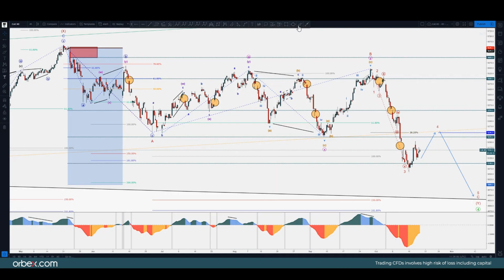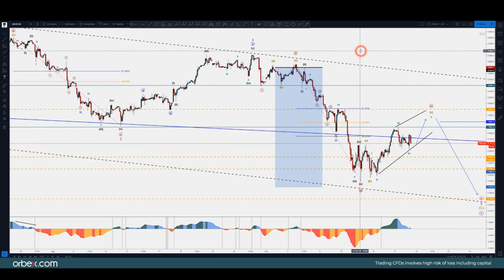CAC 40, France 40 right here. Just like all the indices, I'm actually expecting a little bit, possibly more, let's say upside short term, but medium term I'm expecting that sharper fall, and the reason for that would be the continuation of the VIX spike, and I'm going to go on the VIX spike pretty fast so we can actually see what I mean.